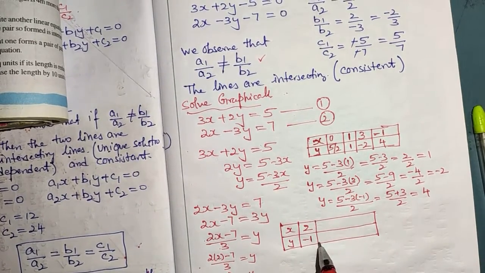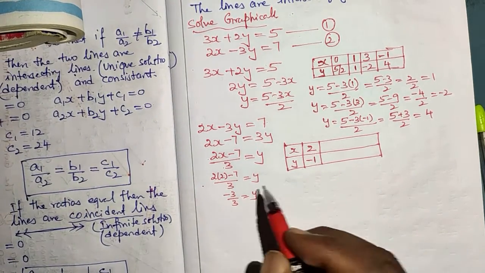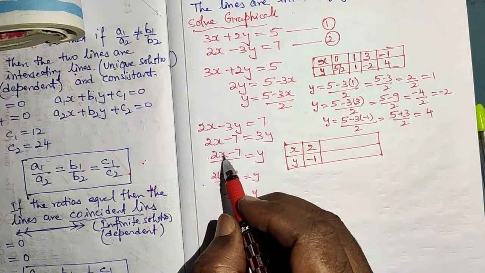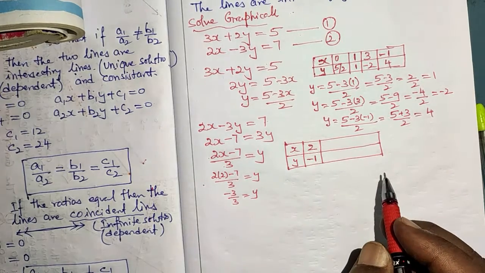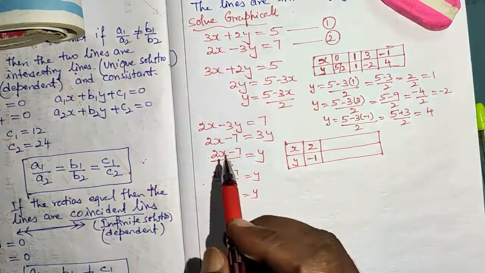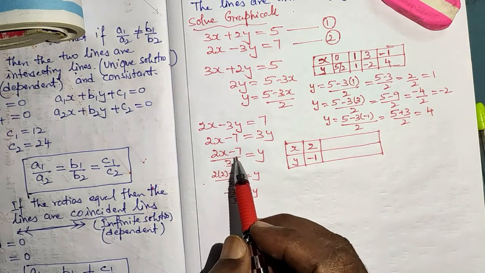So what is that 1? Minus 1. What y value have I got for 2? Minus 1. Now let me take another value. If I substitute x as 3, 3 2s are 6, minus 1 by 3.